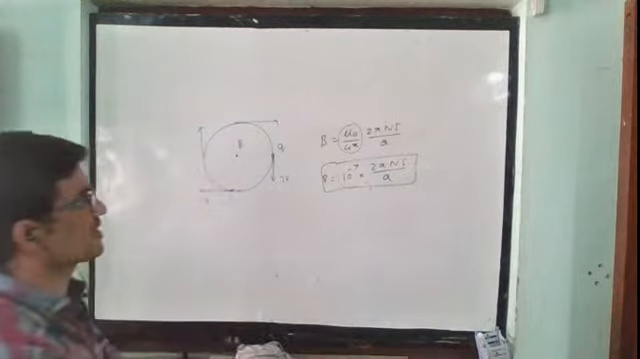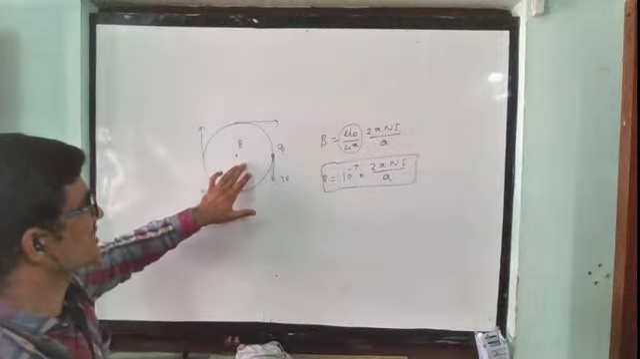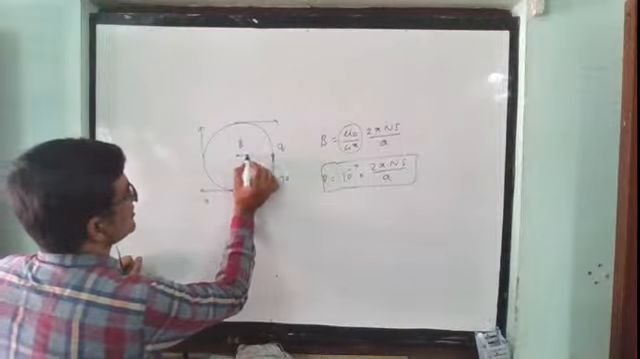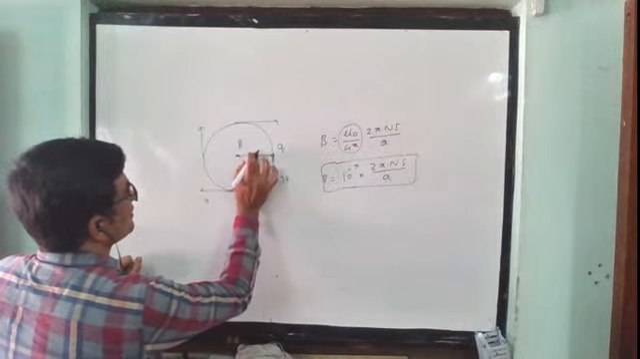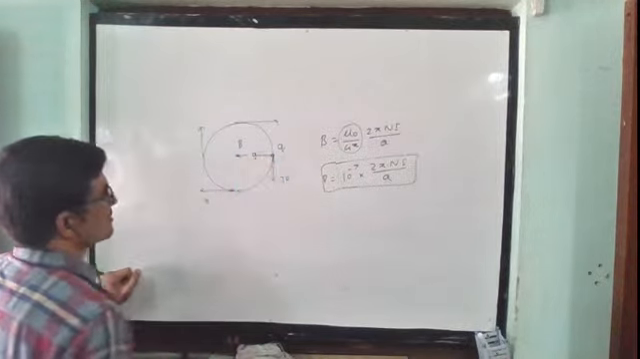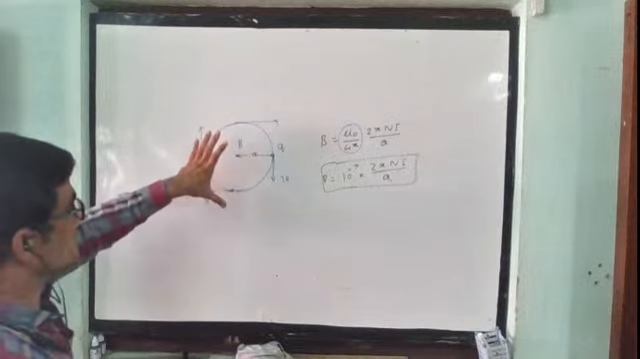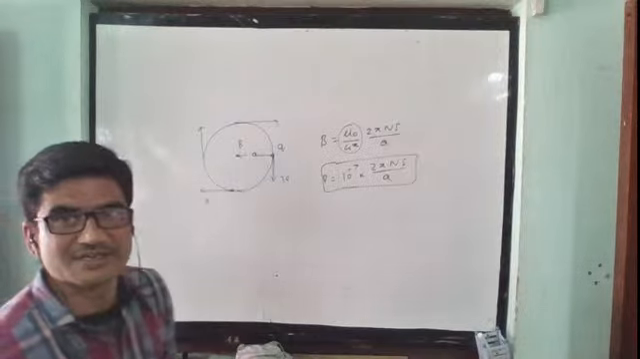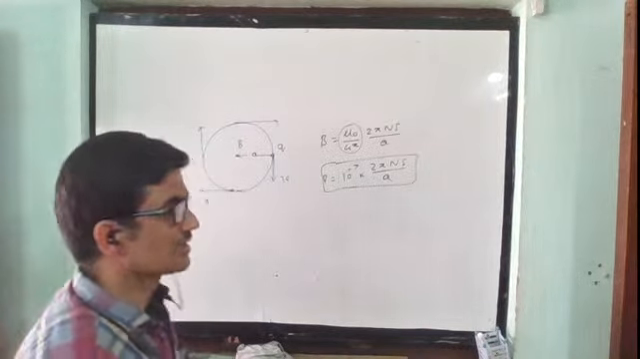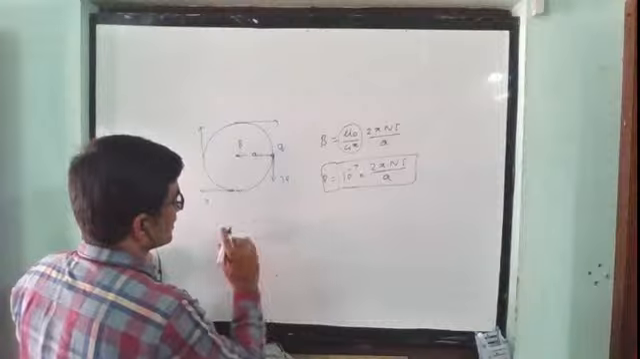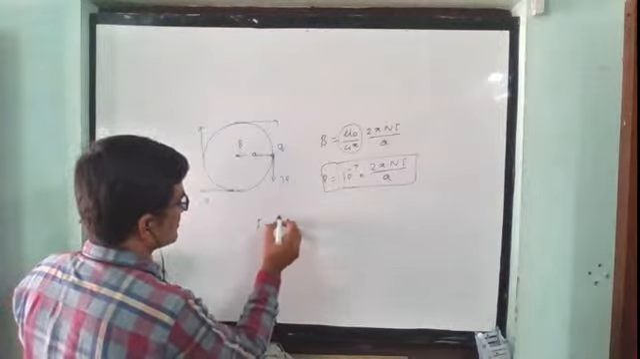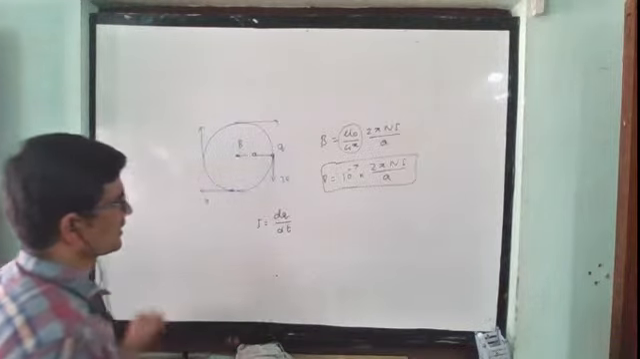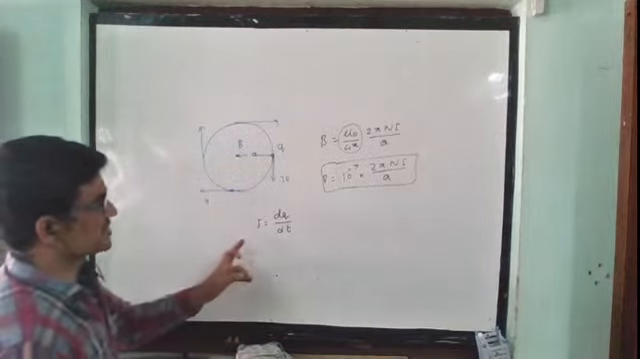We will use this formula to find the intensity of magnetic field due to the moving charge in a circular path. Okay, so A is the radius of the circular path, and Q is the charge. V is its velocity. So you know one more thing also, that we have I is equal to dq by dt, correct? So we will use this concept here.